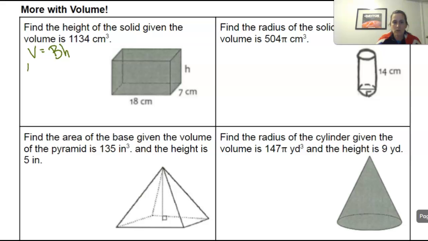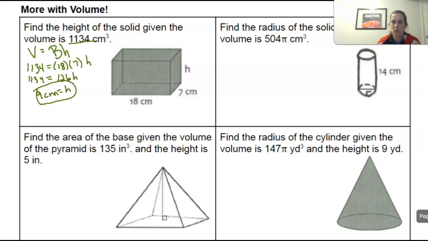We know the volume is 1,134, so we plug in this for V, and the area of the base would be the length and the width. So it would be 18 times 7, and we don't know the height. Okay? So now we have 1,134, 18 times 7 is 126, and then we divide by 126 on both sides to get 9 centimeters.